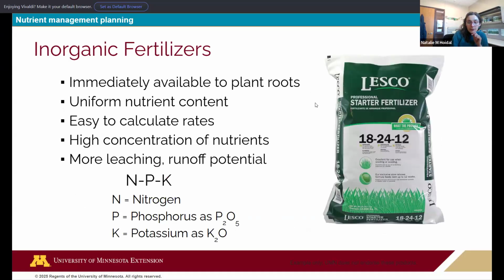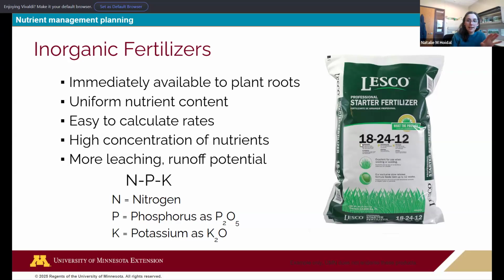With inorganic fertilizers, those nutrients are immediately available. They don't need microbes to transform them. They tend to be uniform, so what's printed on that bag, you should be able to trust. It's really easy to calculate how much of each nutrient you're putting in because it's printed right there on the bag, and they tend to be more concentrated. The upside is you don't have to apply as much to meet your plant nutrient needs. The downside is there's more potential for loss to the environment.